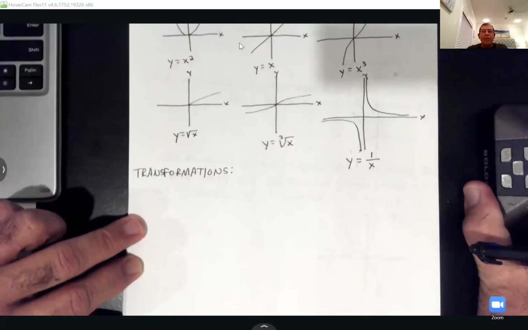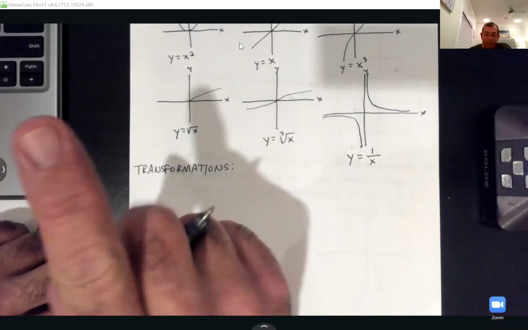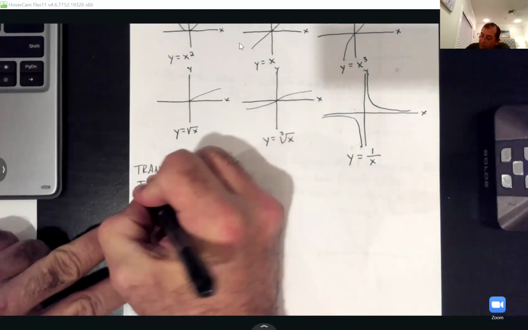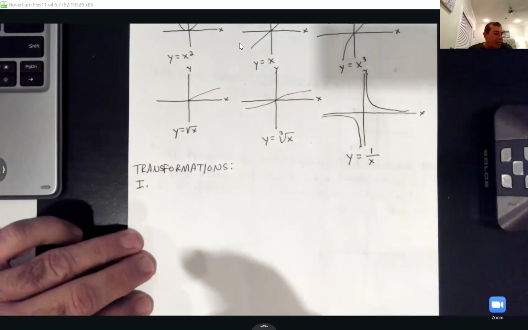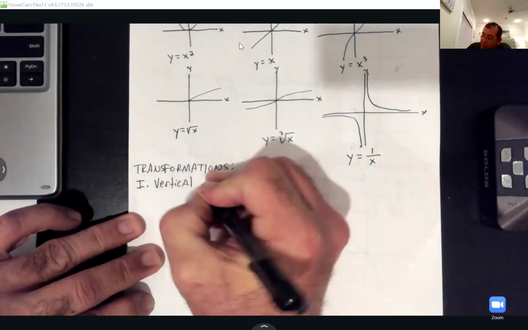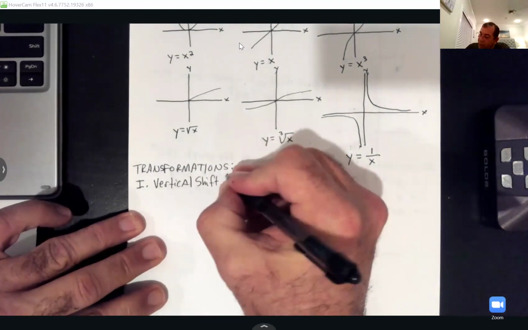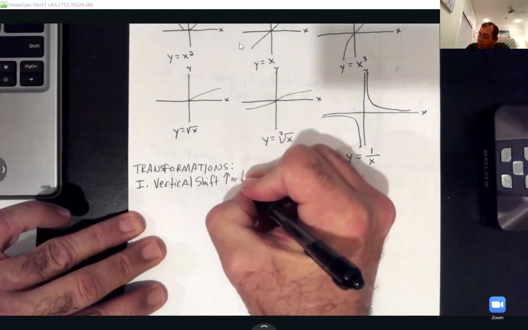Three transformations, and then we'll start. I'll show you how in the math lab to move those graphs around, okay? So the first transformation we do is a vertical shift. A vertical shift will be either up or down.